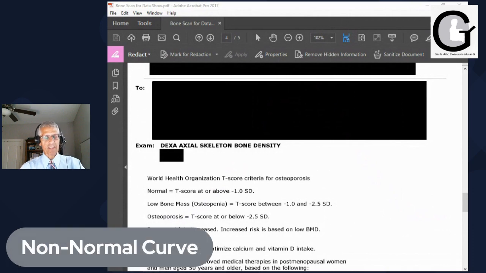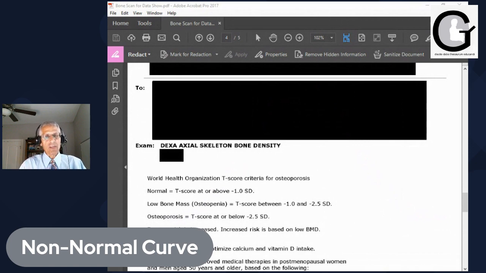And T-scores are based on what they call the student's t-test. And the student's t-test was done by an individual who, believe it or not, worked for a beer company and found that not all things are standard. We don't have a standard distribution, a normal distribution. Some things are not normal distribution. Some things don't have a beautiful mean and a median and all that.